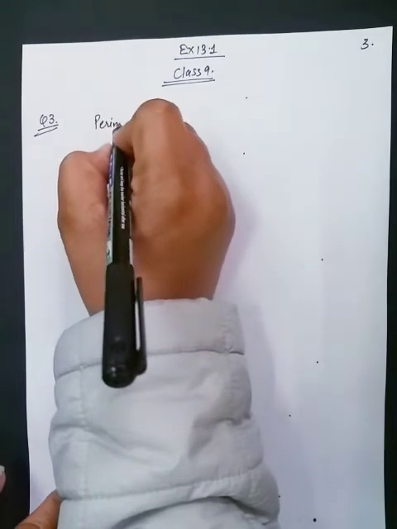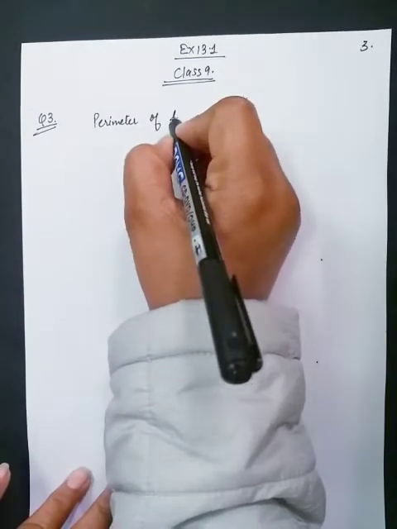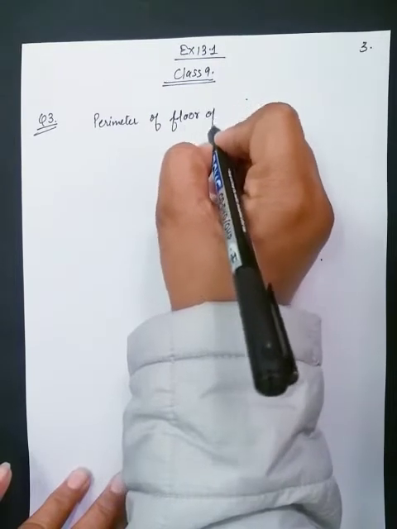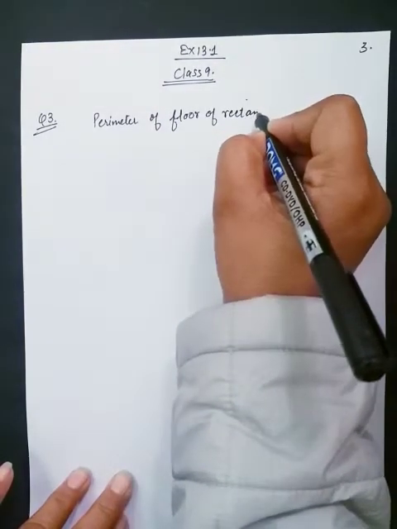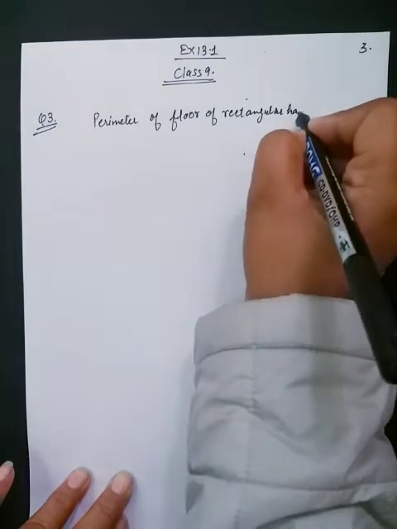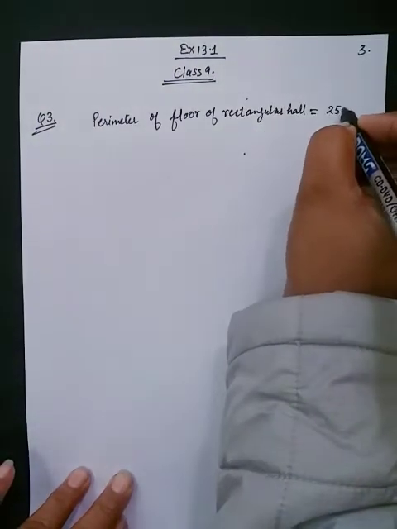Question number 3. The floor of a rectangular hall has perimeter 250 meter. If the cost of painting the 4 walls at the rate of rupees 10 per meter square is rupees 15,000, find the height of the hall. Here we have to find the height, but perimeter of floor is given. Perimeter of floor of rectangular hall is 250 meter.